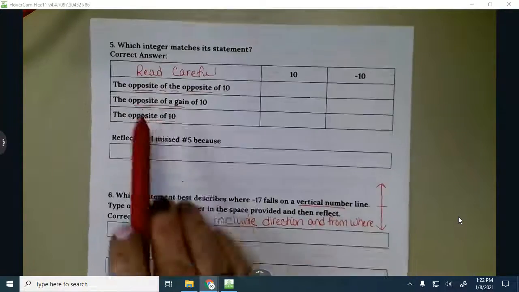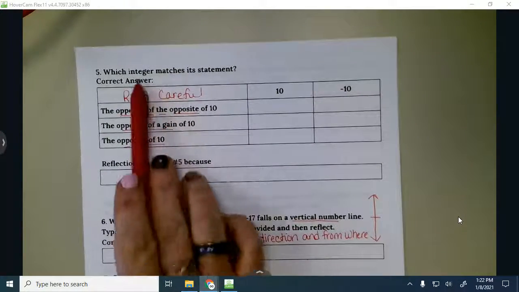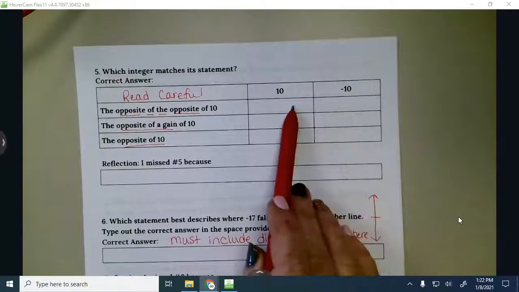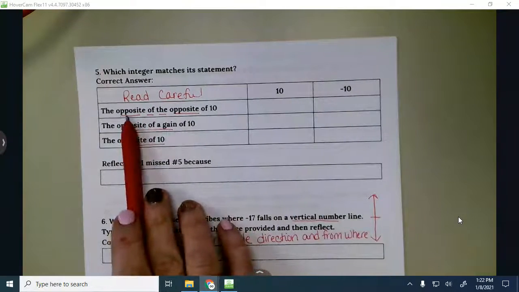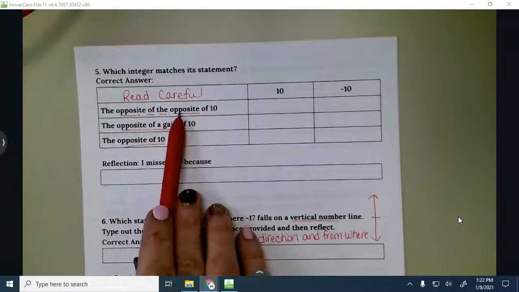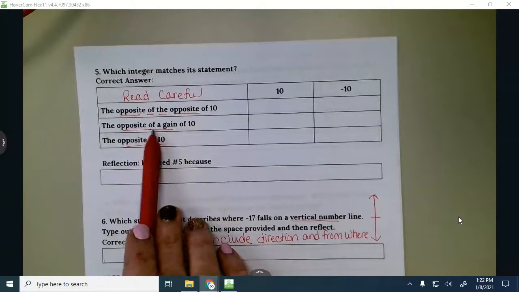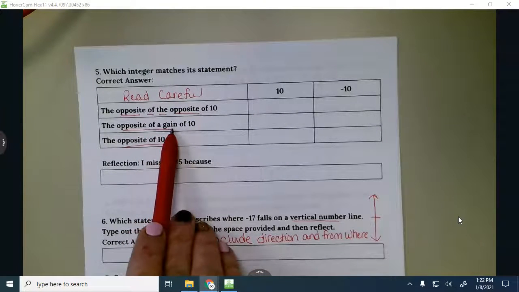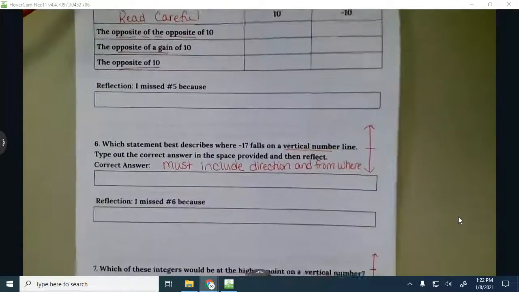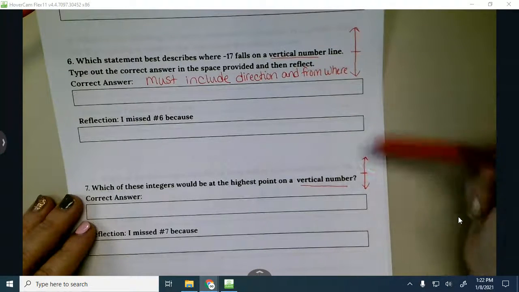On number 5, just make sure that you read careful which of these integers, so you could just put an X or a check or a yes, no, is the opposite of 10. So some of you might have missed that it said opposite of the opposite. The next one, opposite of a gain, so you got to think about what that word means, and the opposite of 10. Again, reflect. On 6 and 7, they were both about vertical number lines.